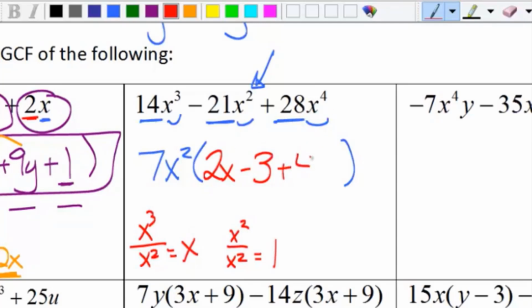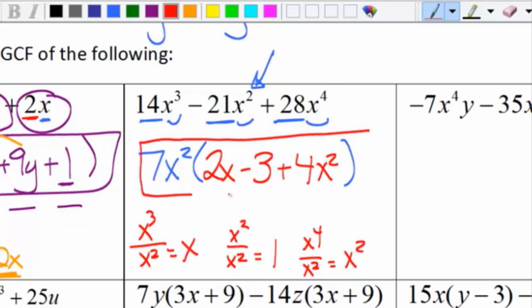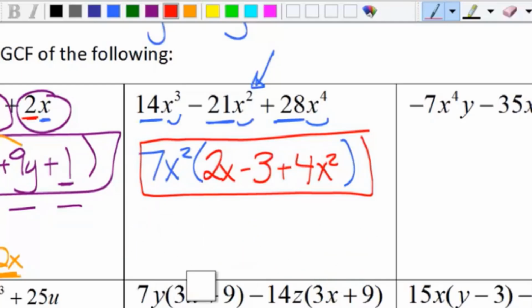28 divided by 7 is 4. X to the 4 divided by x squared. Subtract my exponents and I just get x squared. This is my factorization. Now, this work down here you may not need to show, and that's fine. If you don't need it, you don't have to have it.